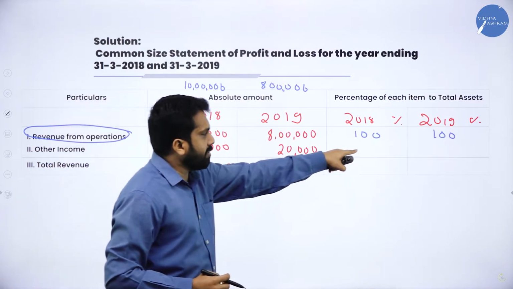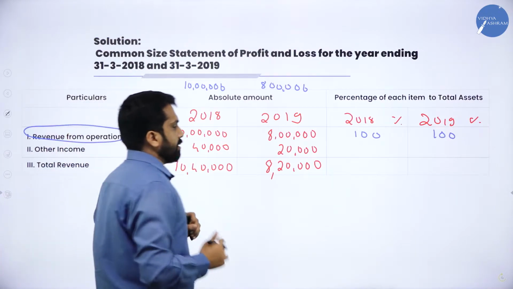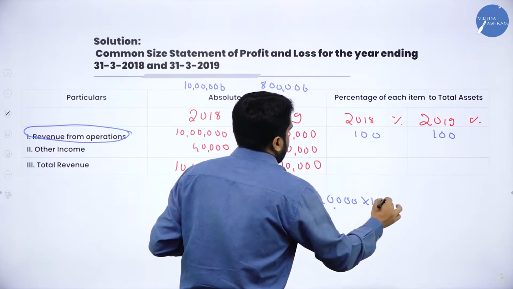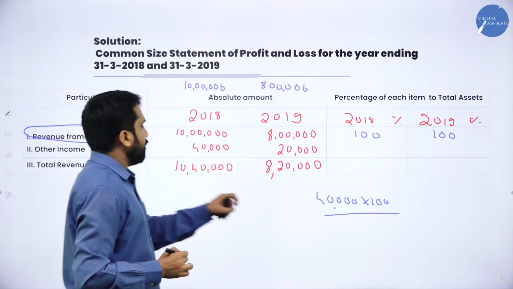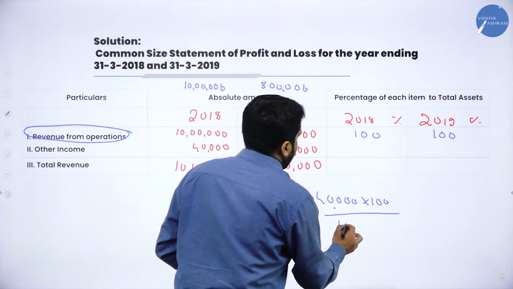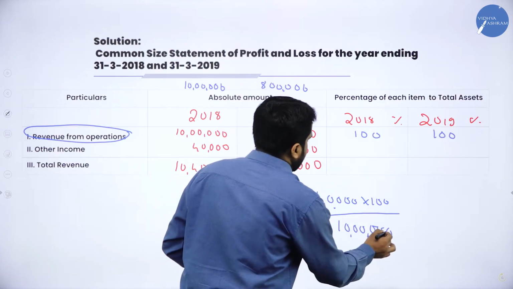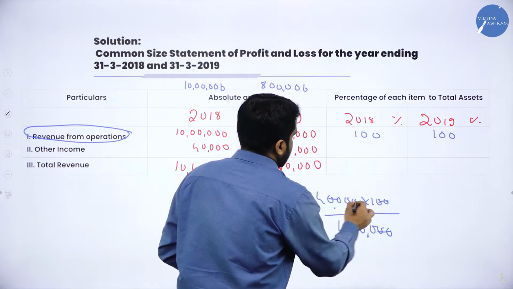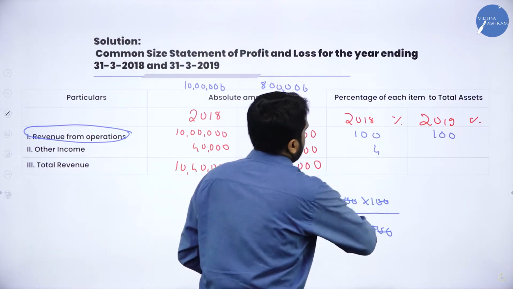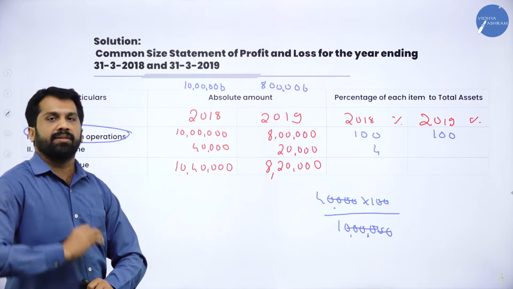Now, we'll go for this second one. What are you calculating? 40,000. Now, 40,000 multiplied by 100, divided by what is the base? The base is 10 lakh, divided by 10 lakh. So how much will you get? If you cancel these zeros, you will get 4%. Clear? Yes, simple, easy to calculate.